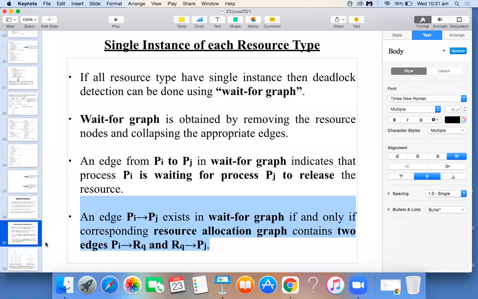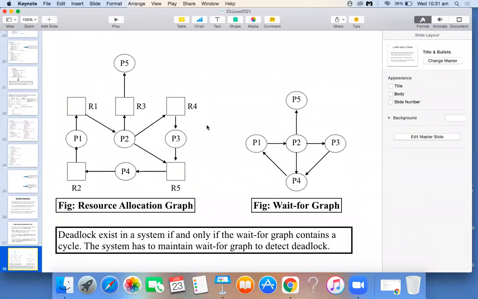I will show that with a practical example. So this is a practical example. You can see the leftmost diagram is a resource allocation graph diagram, and the rightmost part is your wait for graph diagram. If you have a resource allocation graph, then you can easily convert that resource allocation graph into a wait for graph. Am I clear with this? Okay, fine.